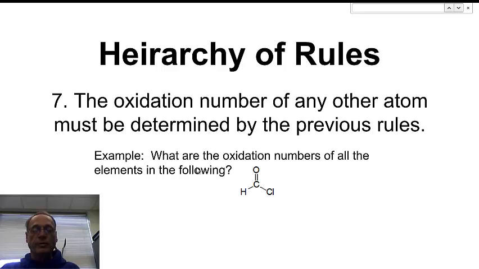Another example, what are the oxidation numbers of all the elements in this molecule? Well, there's a hydrogen rule that says it's +1. There's an oxygen rule that says it's -2. There's a chlorine or halogen rule that says it's -1. And therefore the carbon must come out to be -2.